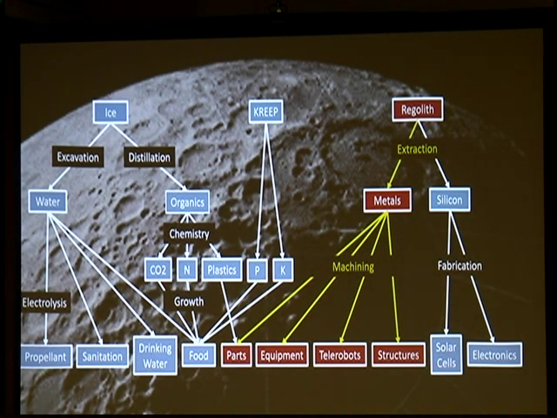So basically, to steal Doug's image from earlier, we're going to need replacement parts for the stuff that we do launch. We're going to need equipment, hopefully telerobots.